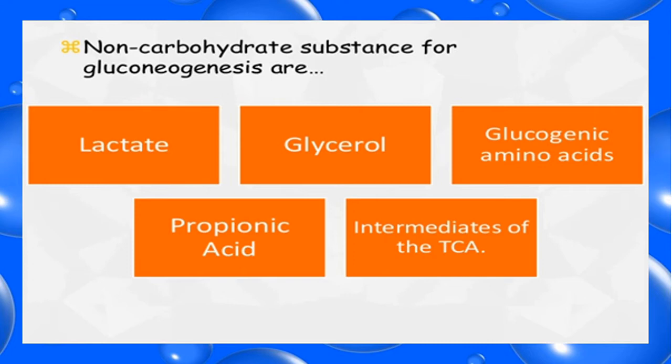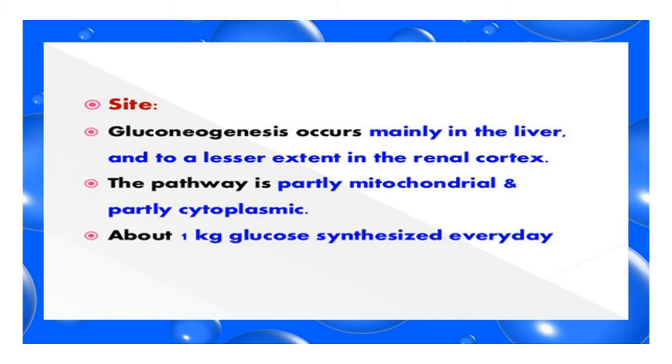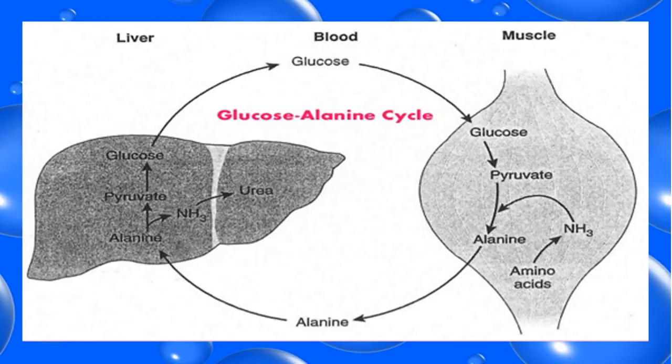Now we see the site of gluconeogenesis. The main site of gluconeogenesis is the liver, and to a lesser extent the renal cortex. The pathway is partly mitochondrial and partly cytoplasmic. Now we see the substrates of gluconeogenesis.